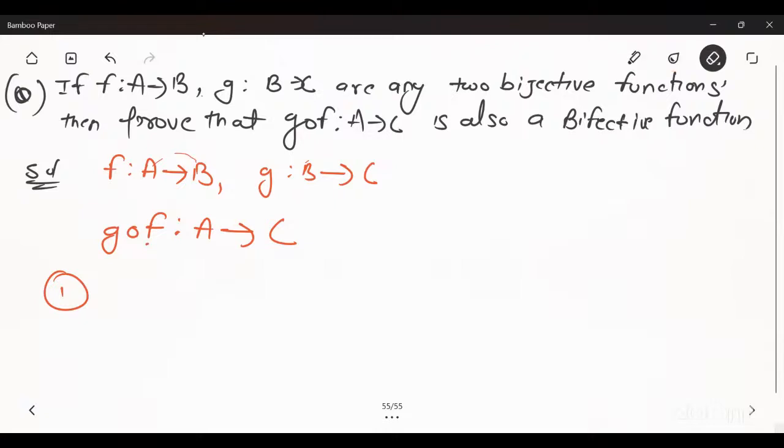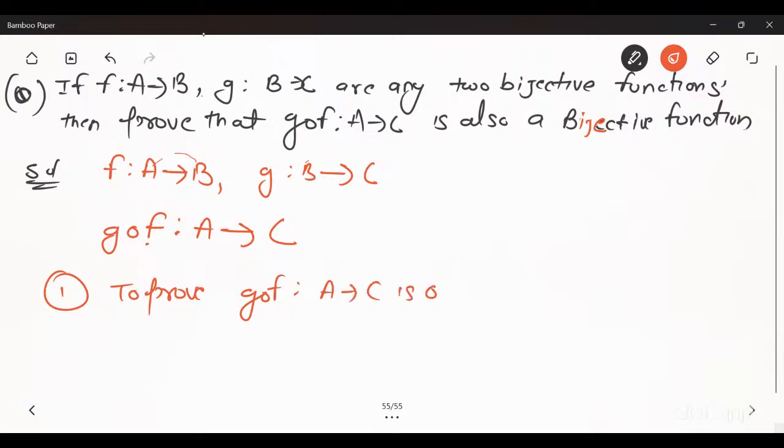So for that, wait, just a minute. Bijective. So firstly, we have to prove g of f from A to C is one-one. Let a1, a2 belong to A. I am taking two elements of the domain A. So g of f of a1 equal to g of f of a2.